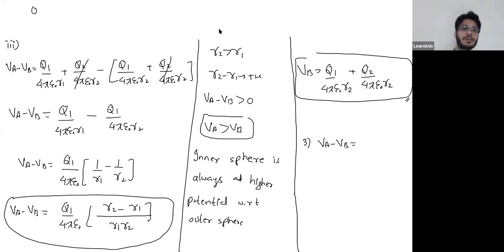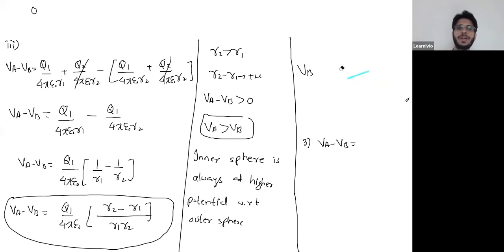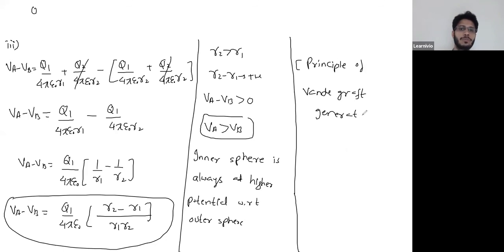This is such an important result that Van de Graaff made a generator over this result. This is also known as the principle of the Van de Graaff generator. Although the Van de Graaff generator is not a part of the syllabus now, earlier it was in the syllabus. So, very interesting result: whatever be the amount of charge on the outer sphere, the inner sphere will always be at higher potential. This is known as the principle of the Van de Graaff generator.